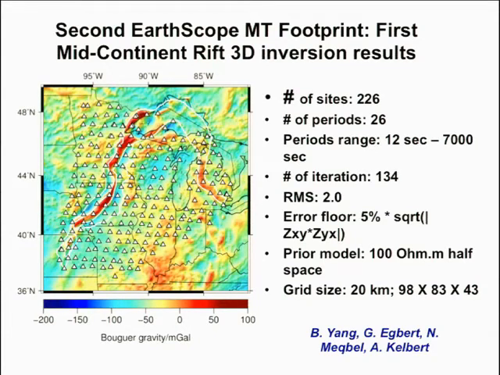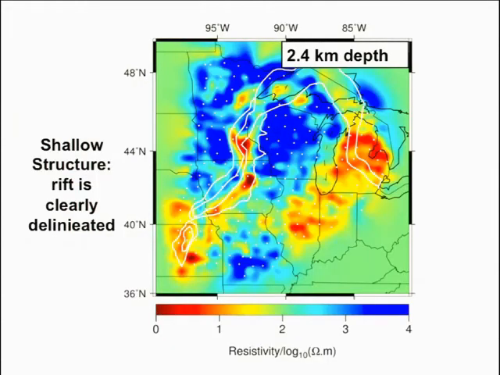And we've done some initial inversion of this data set, which is 226 sites, with similar strategies to what we use on the Northwest, but this is a little bit less mature. Bo Yang is taking the lead on doing this. And I just want to show you a few slides.